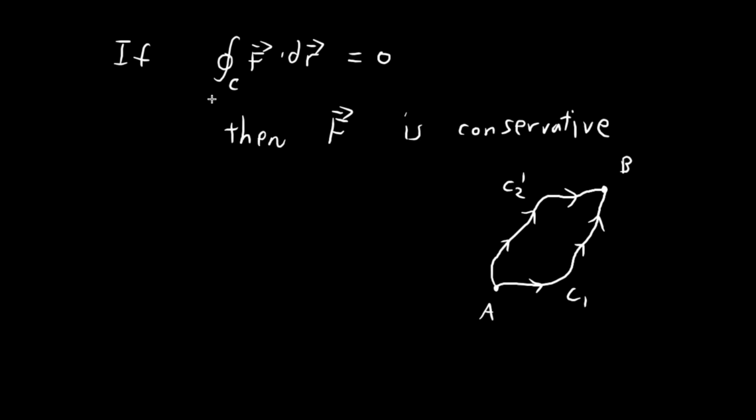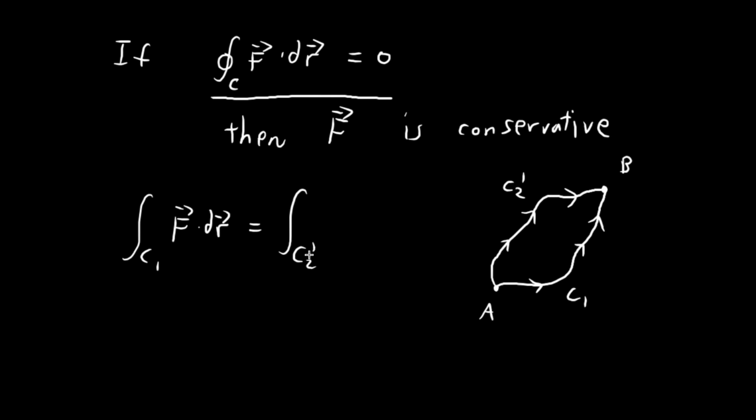Right now all we know is that any closed path within this vector field will have a line integral that's equal to 0. So we're going to use this fact to prove that the line integral along C1 will indeed be equal to the line integral along C2 prime. So this is what we're going to try to prove.